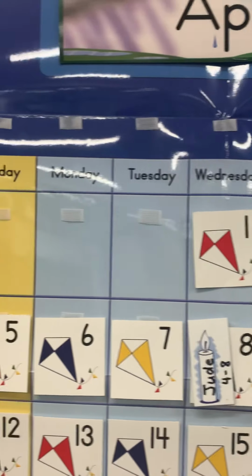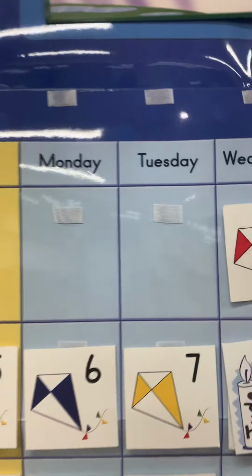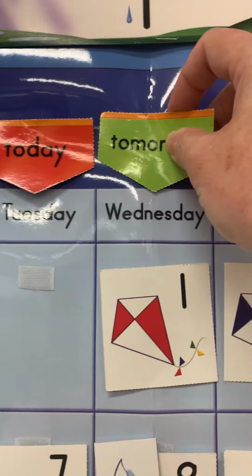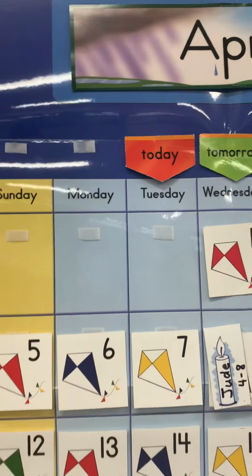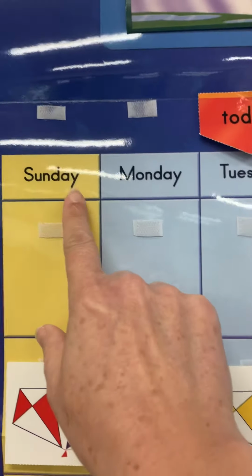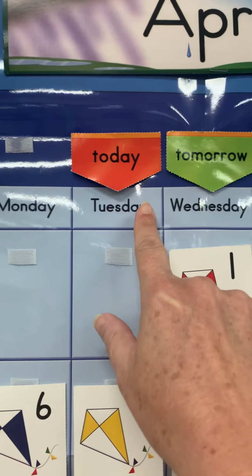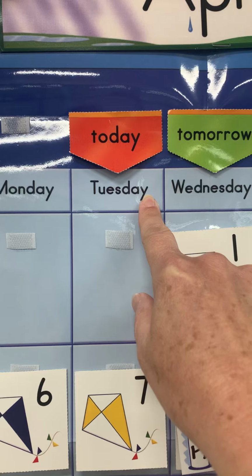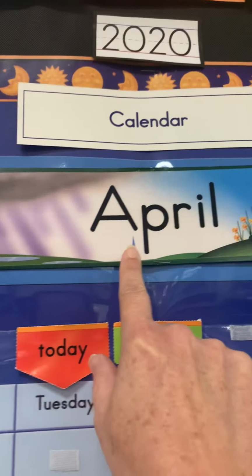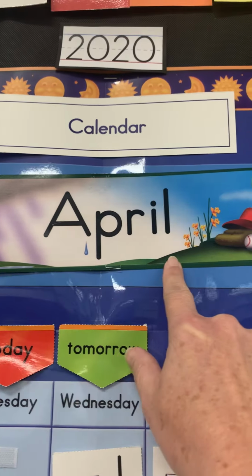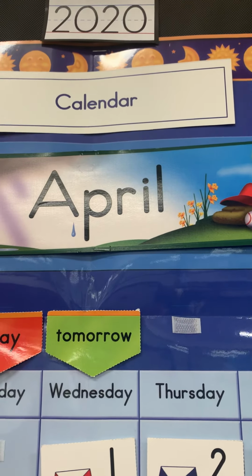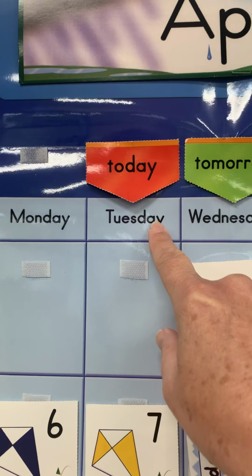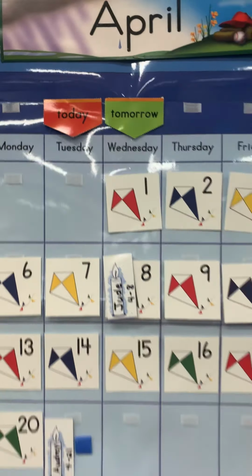You're right, I don't have the today sign up. Okay, so here is the today sign. And here is the tomorrow sign. Let's sing to find out what day we're on today. Sunday, Monday, Tuesday. You're right, today is Tuesday. And we remember that we're in the month of, that's right, April. So we know we're in April and we know it's Tuesday. Let's find out what number we're going to put up on our calendar today.